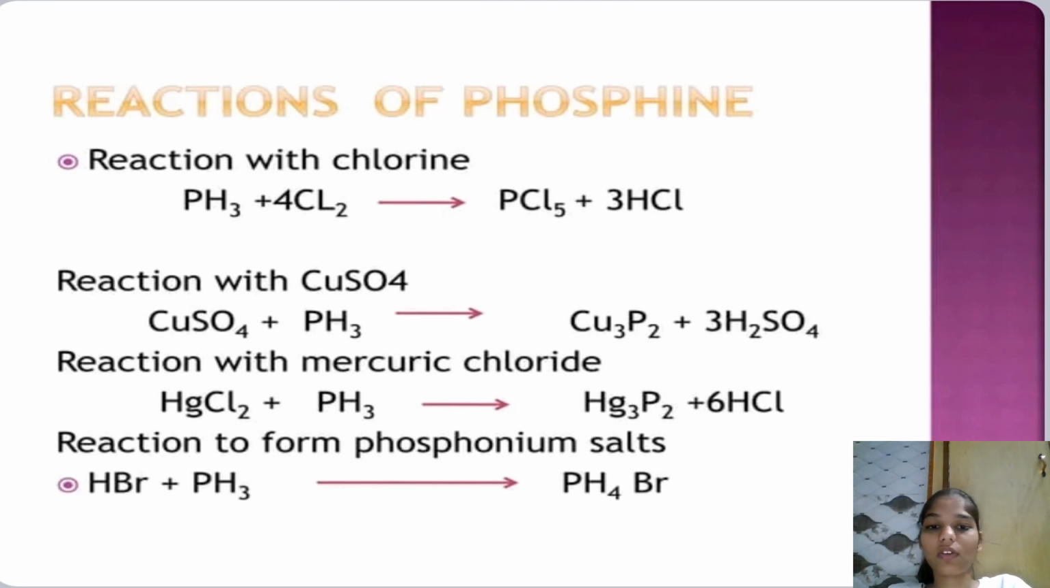First is the reaction with chlorine. When phosphine reacts with chlorine, we get phosphorus pentachloride plus hydrochloric acid. Reaction with copper sulfate: when phosphine reacts with copper sulfate, we get tricopper diphosphide plus sulfuric acid. Reaction with mercuric chloride: mercuric chloride plus phosphine gives mercury phosphide plus hydrochloric acid. When it reacts with a phosphonium salt, we get phosphonium bromide.